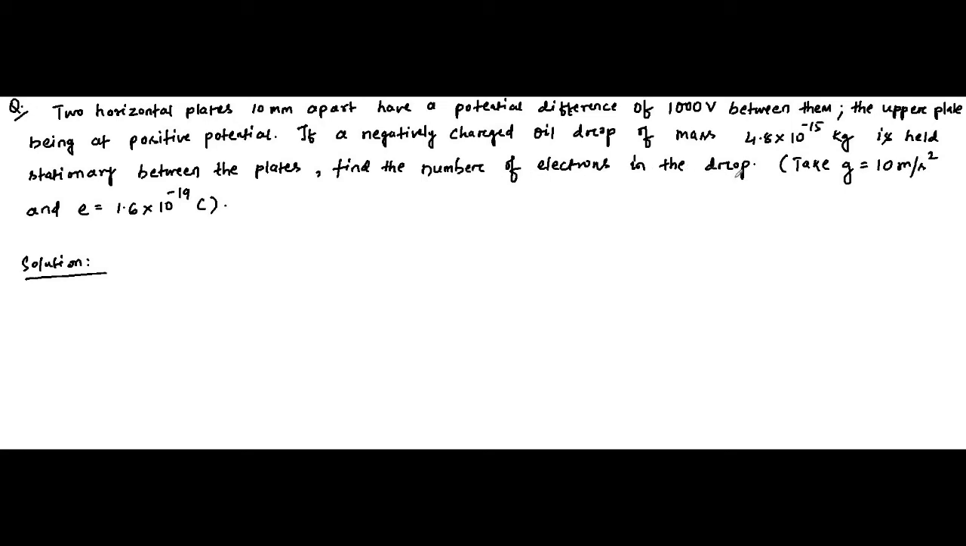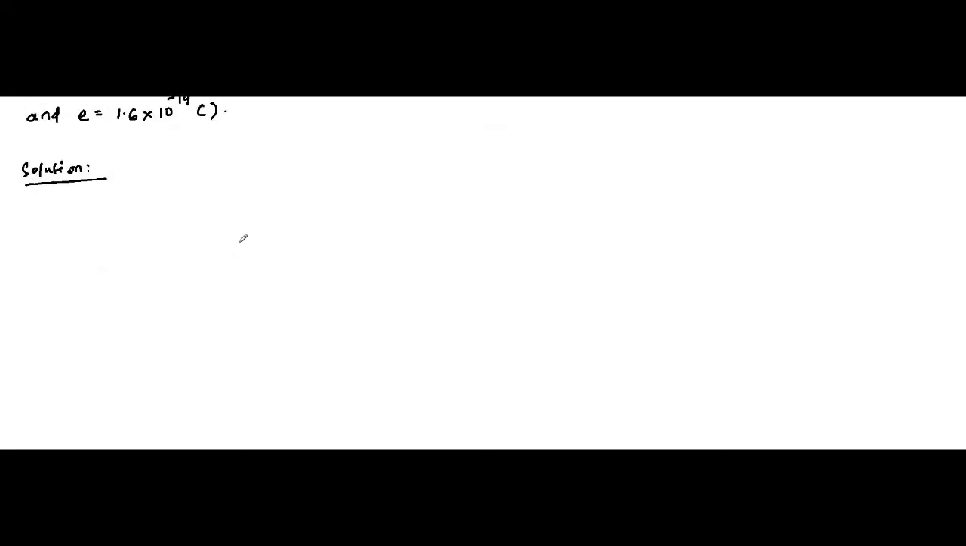And the data which is given is that we have to consider acceleration due to gravity, small g, as 10 meter per second square, and the electronic charge, whether it is positive or negative, whatever we are considering, that magnitude is 1.6 into 10 to the power minus 19 coulomb. This is the information that is given. So first we have to draw the diagram with respect to the data or information which is given. That is the first step.